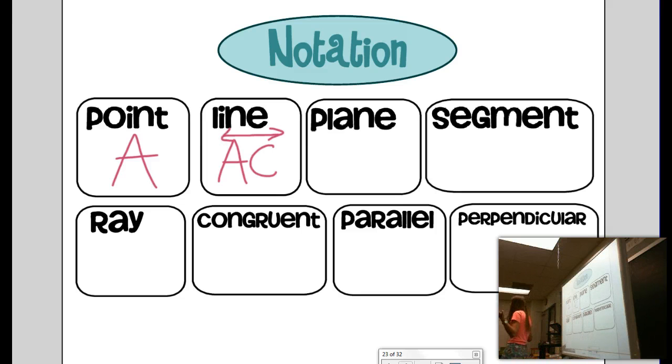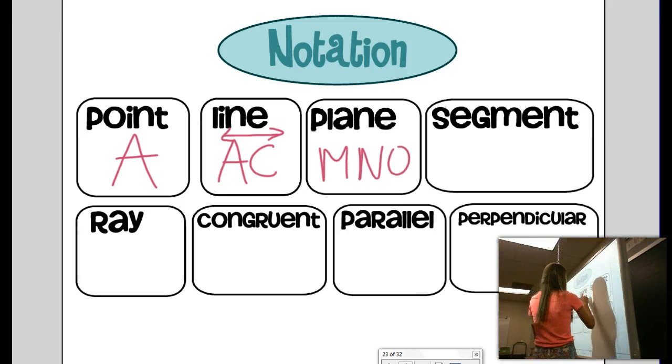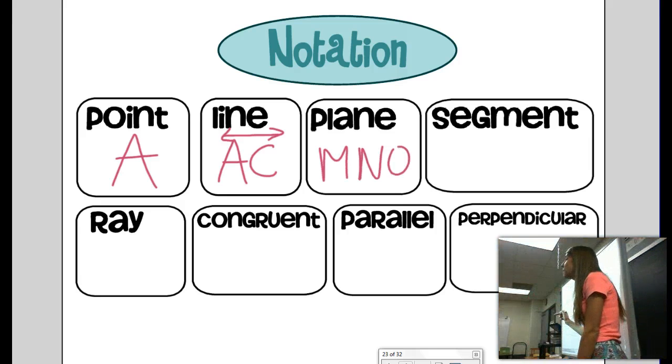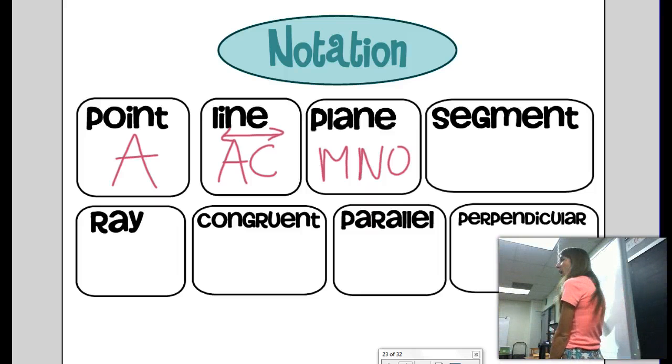What about plane? How do I name a plane? How many letters? 3 or more. Let's go to a different part of the alphabet. M-N-O. Do I put any symbols over it? Because I've seen some of y'all do that. Please don't. Don't put a line over it. Don't put any symbols. 3 capital letters in a row already means it's a plane.